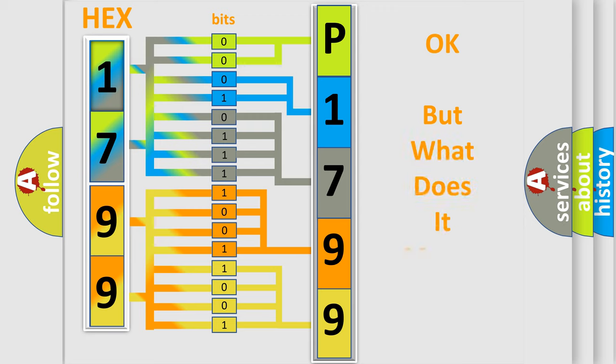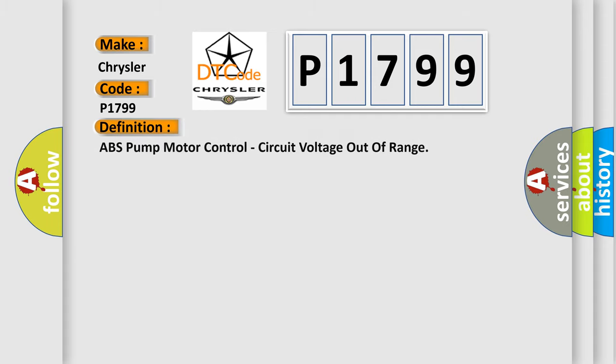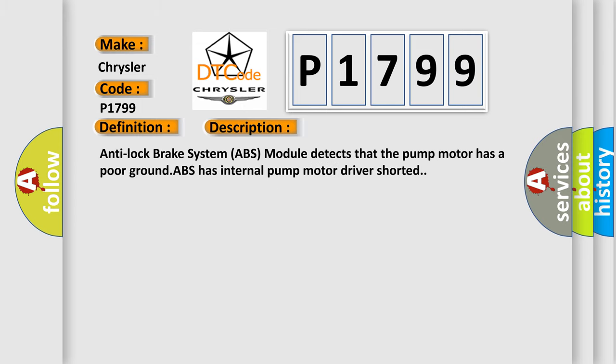The number itself does not make sense to us if we cannot assign information to what it actually expresses. So, what does the diagnostic trouble code P1799 specifically mean for Chrysler vehicles? The basic definition is ABS pump motor control, circuit voltage out of range. And now this is a short description of this DTC code. The anti-lock brake system ABS module detects that the pump motor has a poor ground. ABS has internal pump motor driver shorted.